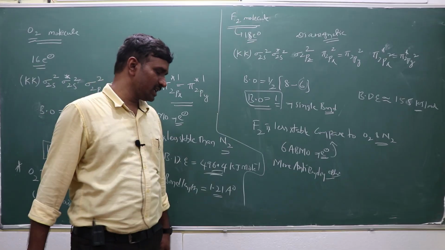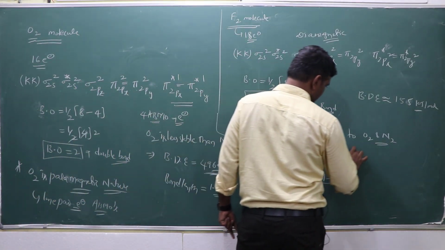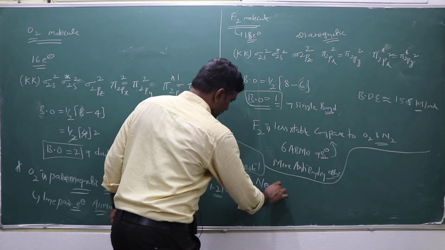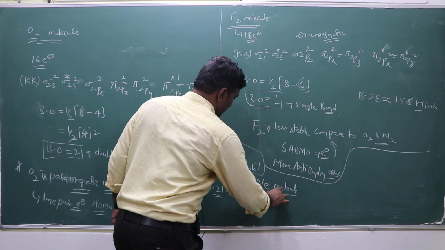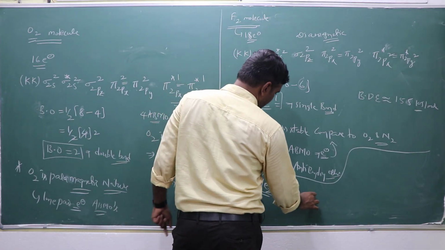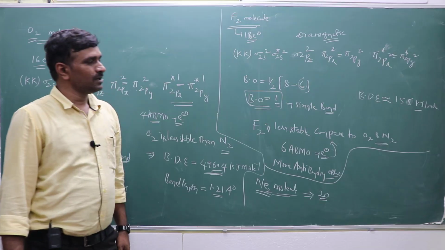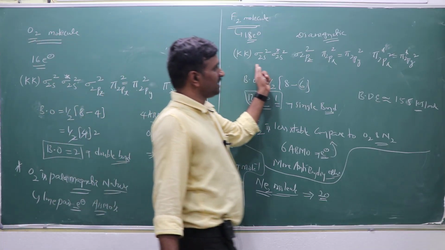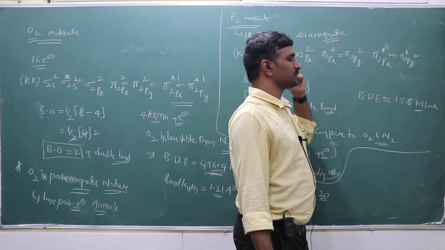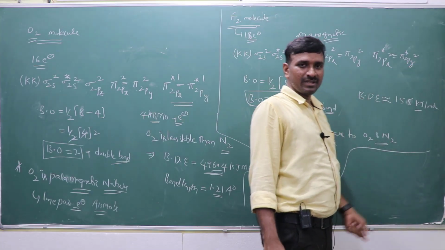And the last one is Ne2, neon. Ne2 molecule. How many electrons are there? Neon is 10, so 2 neon atoms give 20 electrons. That means the inner shells are completed. After that, sigma 2pz2 and sigma star 2pz2 are there.